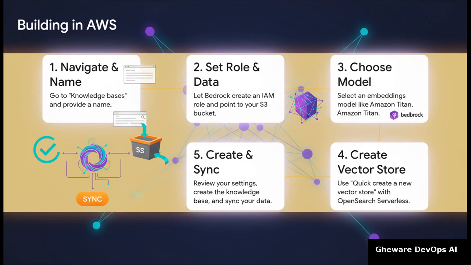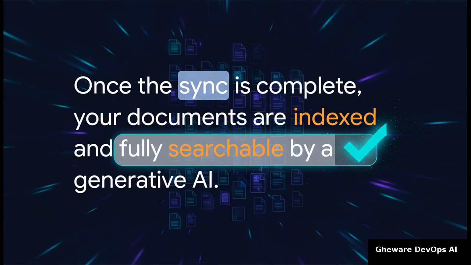Sixth, set up the vector store. The quick create option here is your best friend. It just builds a managed OpenSearch serverless cluster for you. Seventh, you give everything a quick once-over. And finally, eighth, you hit that big sync button. That's what kicks the whole thing off. And that's it. Seriously. After that sync finishes, which only takes a few minutes the first time, your internal documents are now fully searchable by a generative AI.